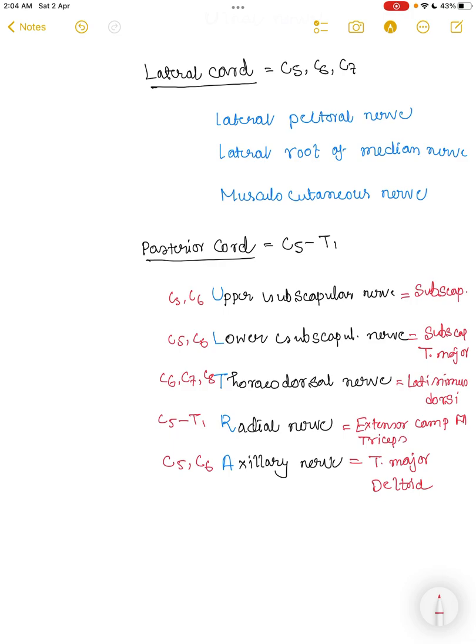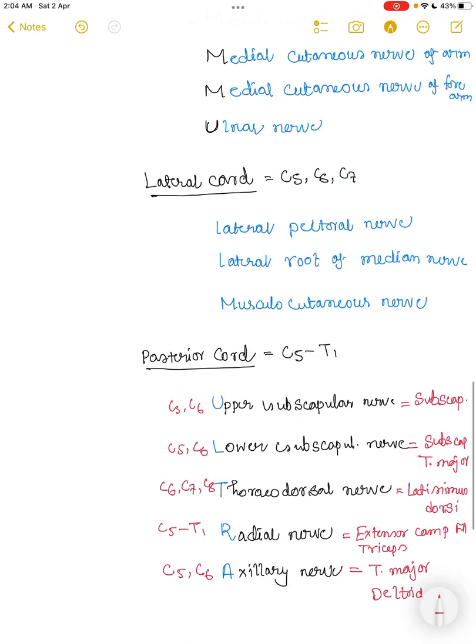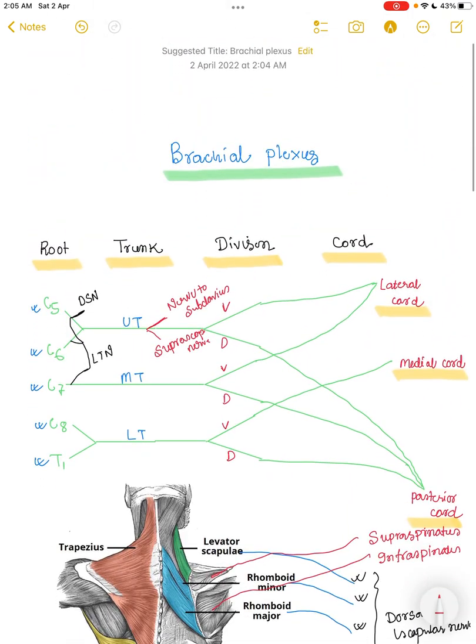Okay, so this is about the various cords, and lastly I finish with two points of clinical importance. If there is a lesion of the upper trunk, this can lead to Erb's palsy. If there is a lesion of the lower trunk, that is C8 T1, this is Klumpke's palsy. So this is about the whole topic of the brachial plexus.